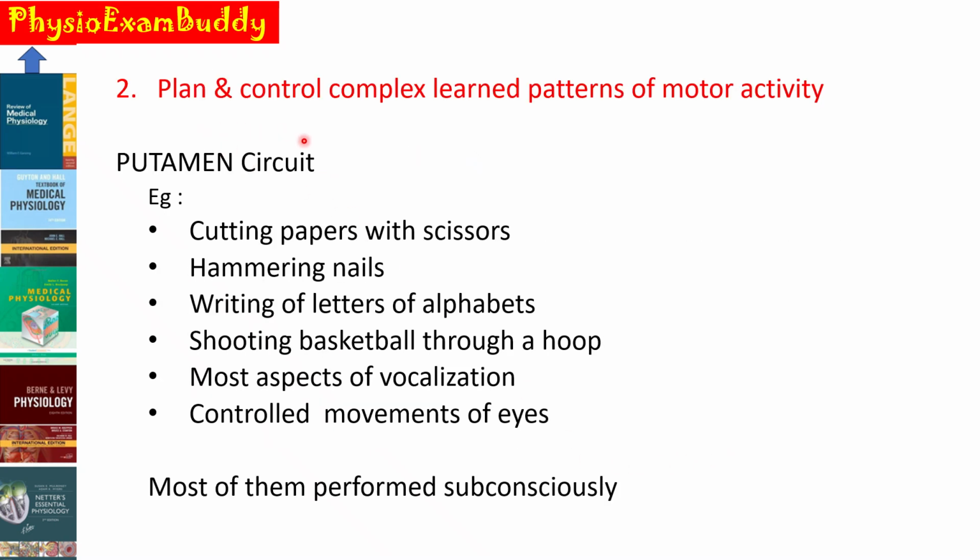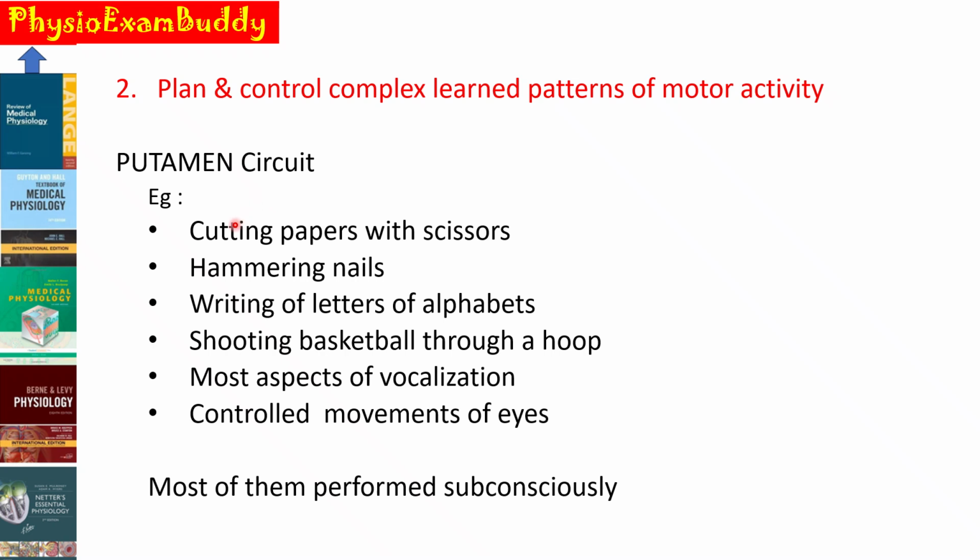The second function of the basal ganglia is to plan and control complex learned patterns of motor activity, and this is with the help of the putamen circuit. We all know from childhood itself how to cut with scissors, and also how to hammer nails. So this type of learned pattern, whichever motor activity we have learned in early childhood, the planning and controlling of these complex learned patterns is also a function of the basal ganglia, and this occurs with the help of the putamen circuit.